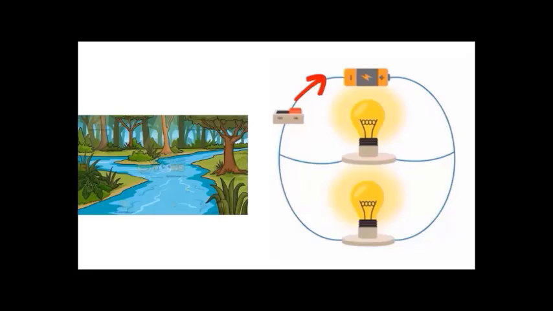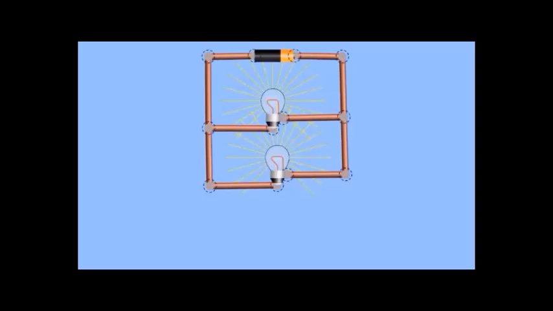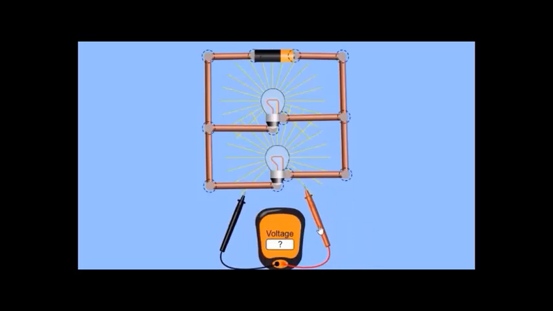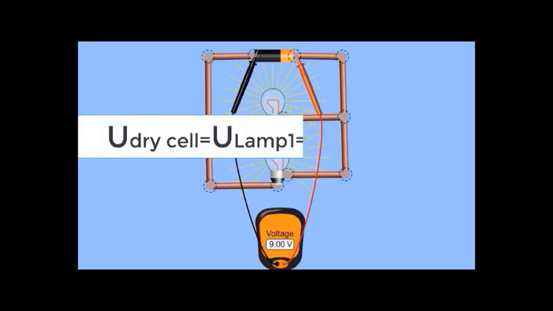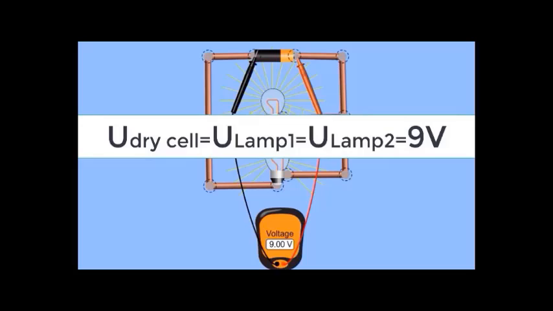What is the relation between the voltages of the lamps and that of the dry cell? To measure the voltage of these components, we have to use the voltmeter that is connected in parallel. The voltage of this lamp is 9 volt. Of that lamp is also 9 volt, and of the dry cell is 9 volt. What does this mean? This means that the voltage of the dry cell is equal to the voltages of the lamps when they are connected in parallel.